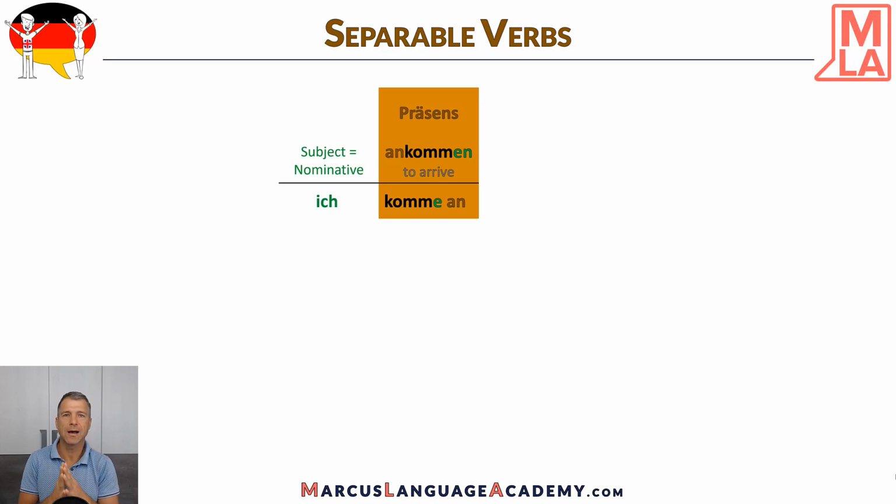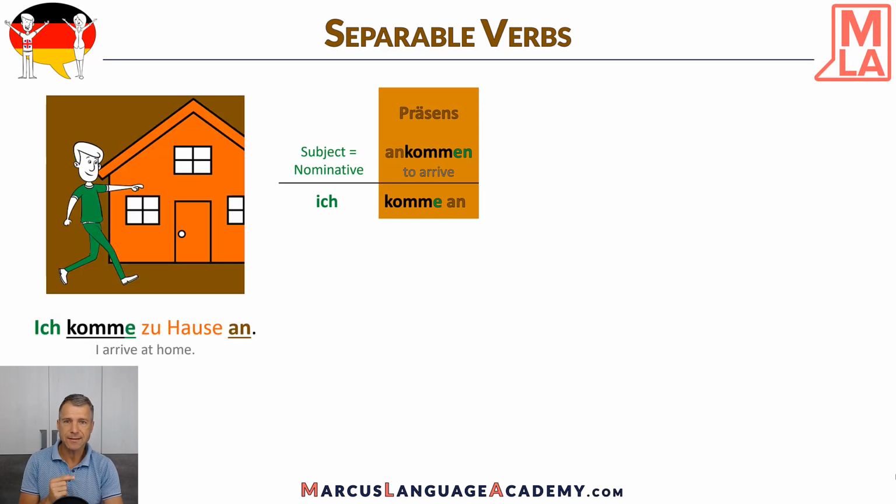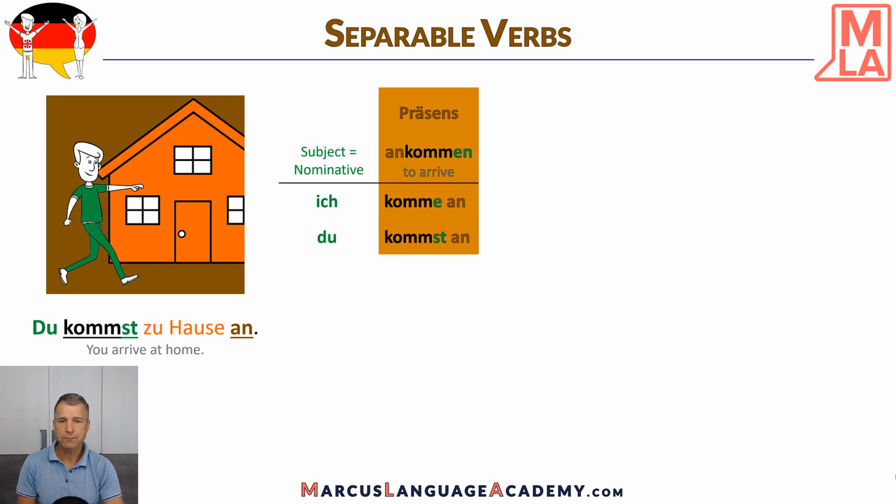So, ich komme an. And when we use it in a sentence, for example, ich komme zu Hause an. I arrive at home. The prefix goes all the way to the end. So quite special and nothing similar in English. So remember, an separates and it goes to the end. Ich komme zu Hause an. And in second person it would be du kommst an. Du kommst zu Hause an. Okay, so just the main verb changes the ending, but the rest stays the same.